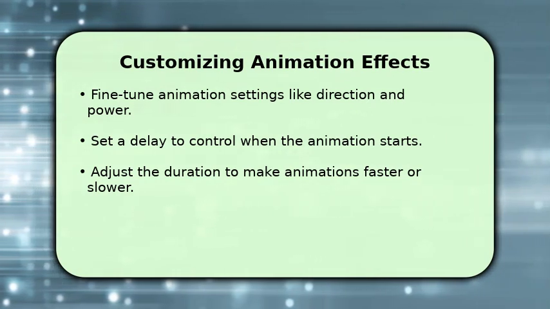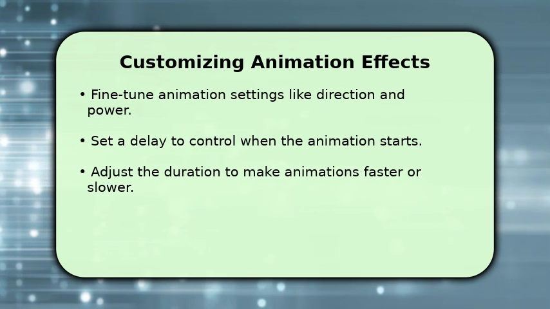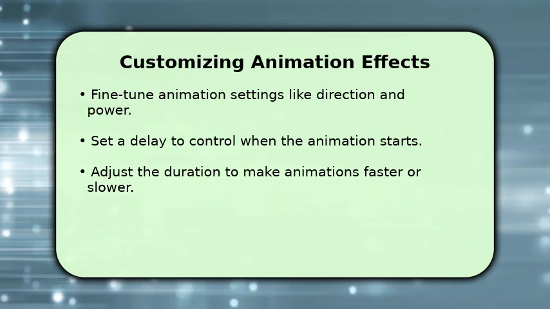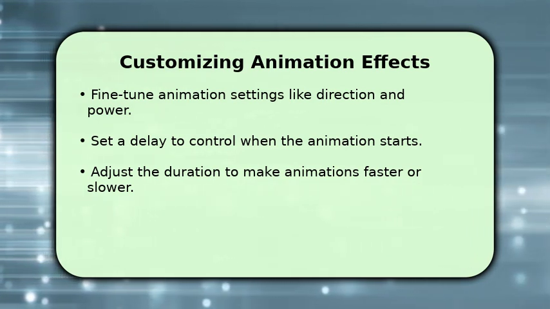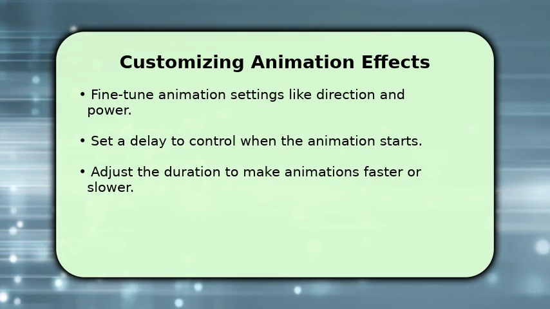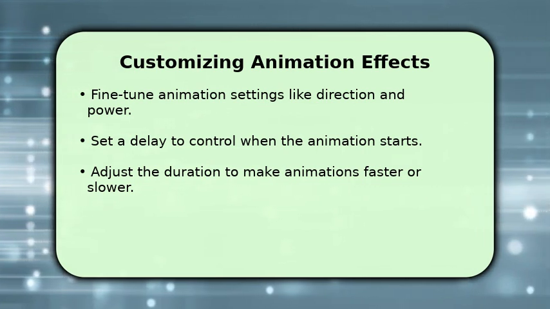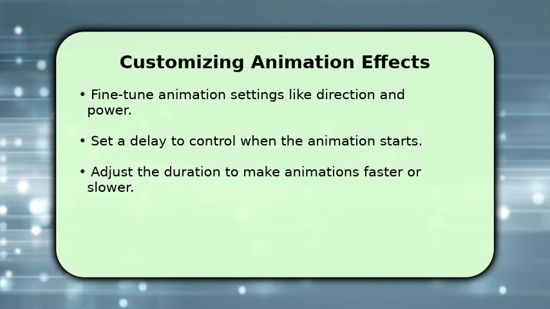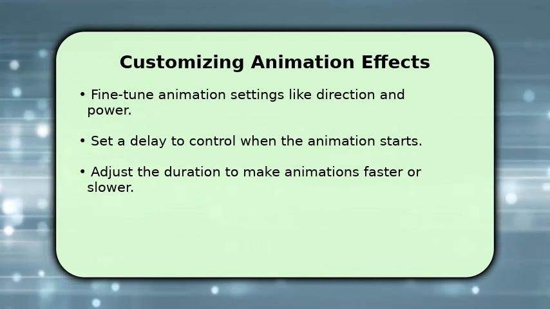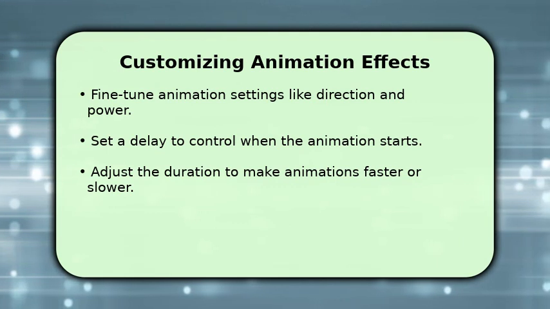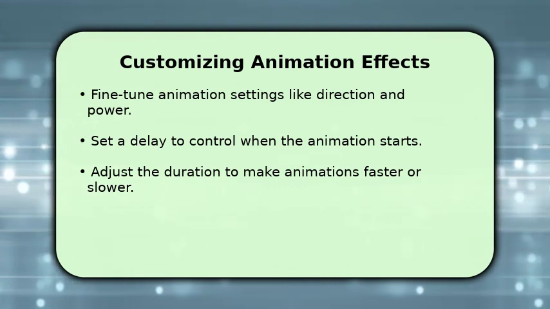After applying an animation, you can customize it to perfectly match your vision. Click the Customize option within the animation panel to access settings like power, direction, and distance. You can also use sliders to adjust the duration, making the animation play for a specific number of seconds, and set a delay to control when it begins after the page loads. Experiment with these options to create a truly unique effect.